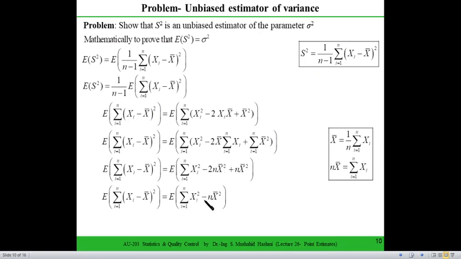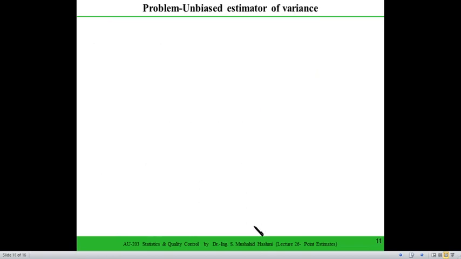Now, just for the simplification work, minus 2n x bar square plus n x bar square would be minus n x bar square, and then you use the properties of expected value. The expected value of the sum of x square would actually be the sum of the expected values of x square. You can use these rules for expected value; we have already defined them earlier.